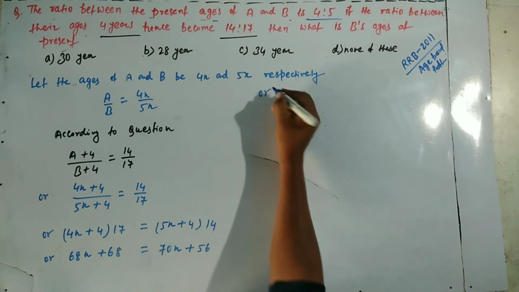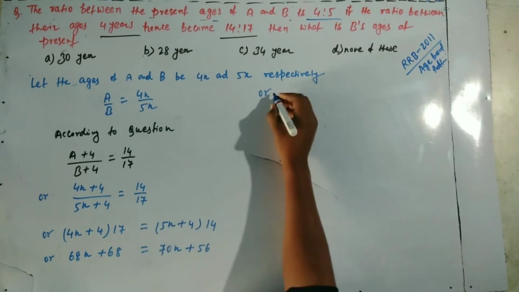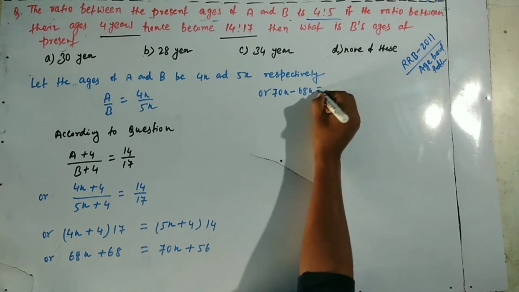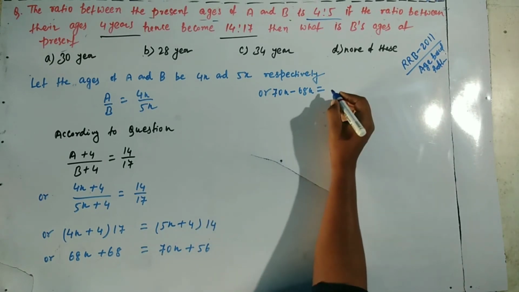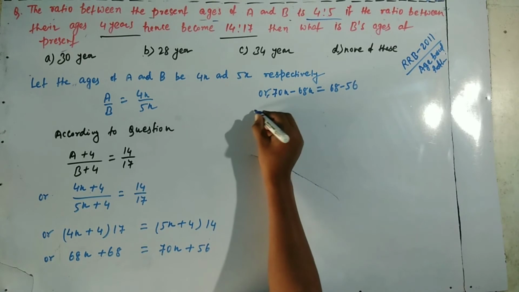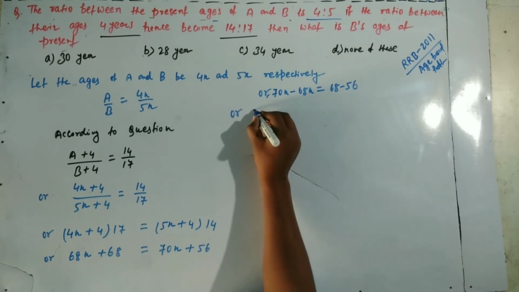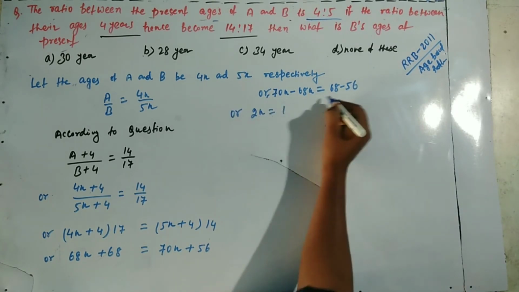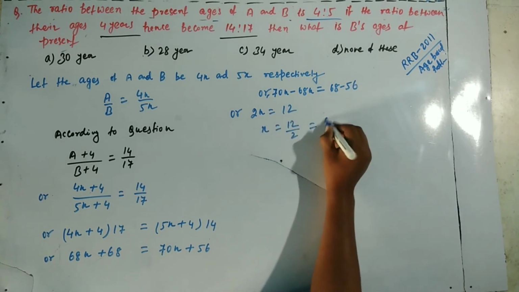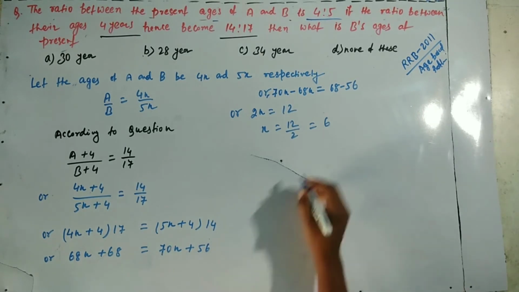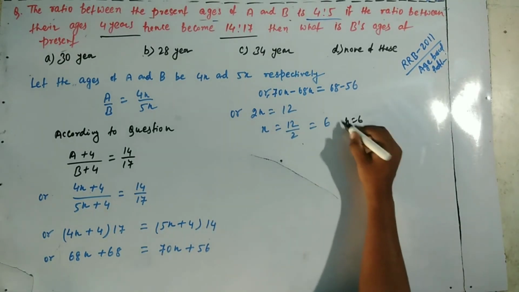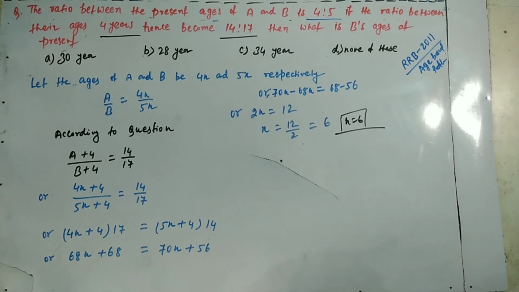After that, the equation will be, taking the x terms together, 70x minus 68x is equal to 68 minus 56, or 2x is equal to 12. Therefore x equals 12 by 2, which is 6. So we found the value of x is 6.